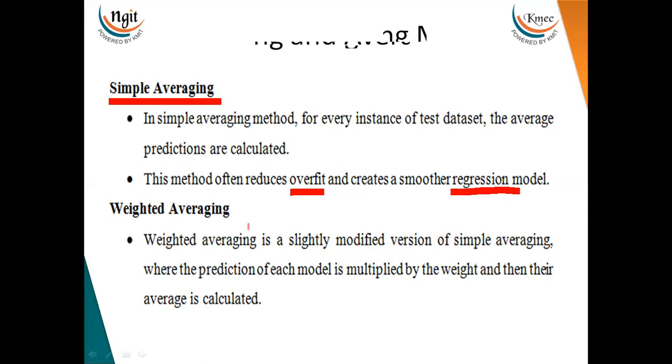Here, we are not simply adding the predictions and dividing by the number of models. But in weighted averaging, each model's prediction is multiplied by a weight. The weight is assigned based on the importance of that model, the efficiency of the model, and the advantages that we are getting because of that model. And then only you calculate the average.